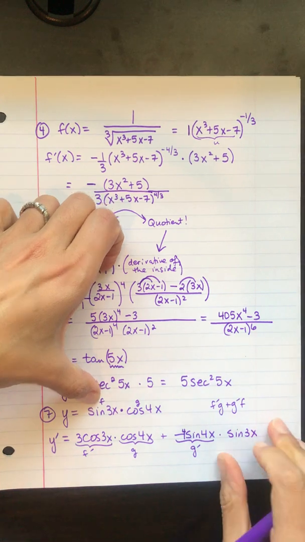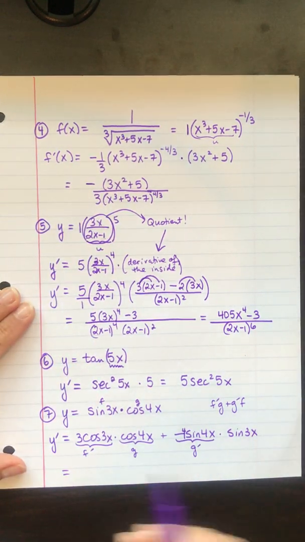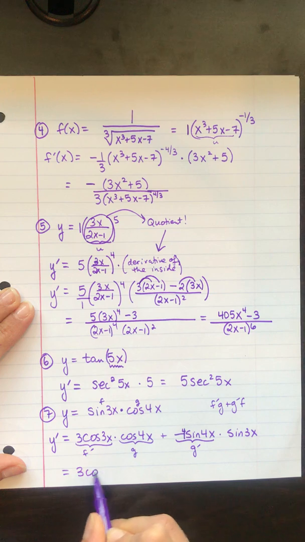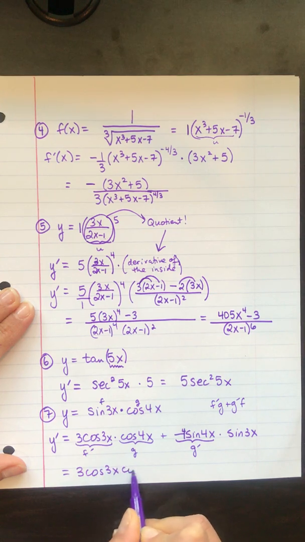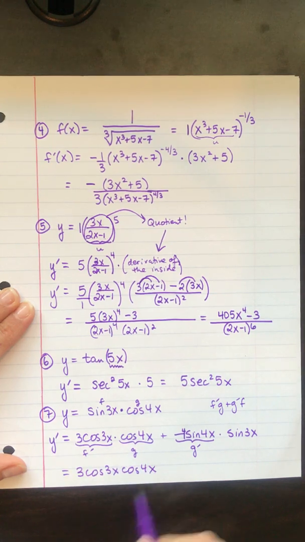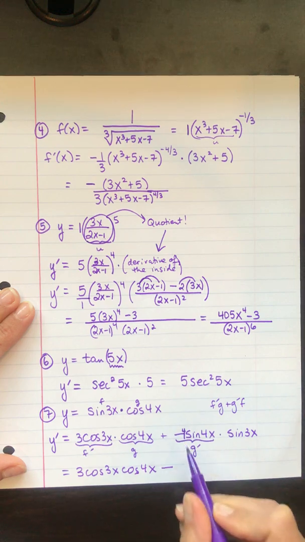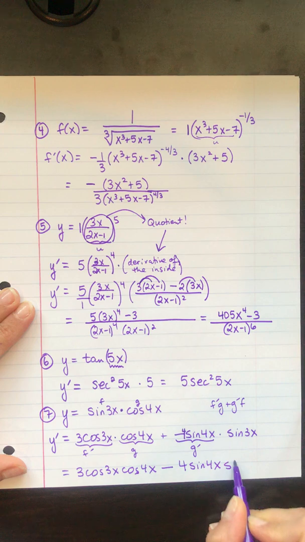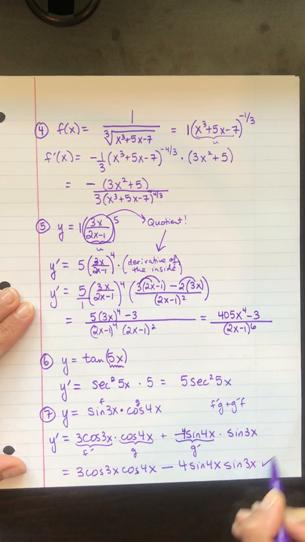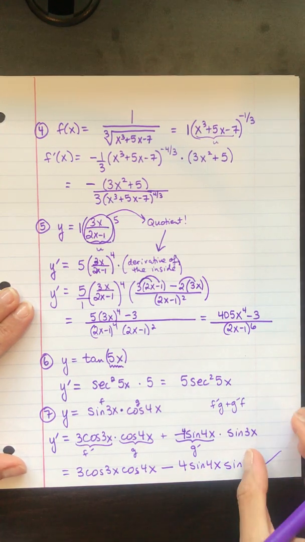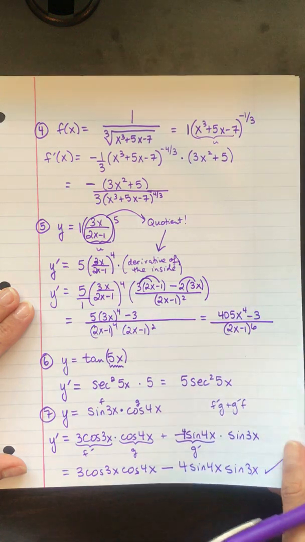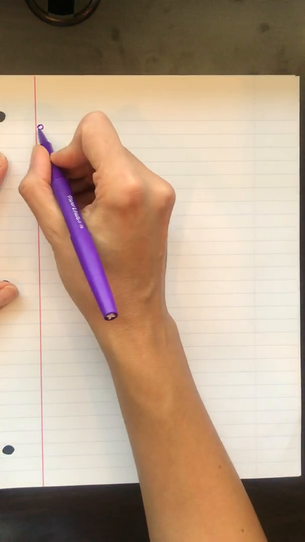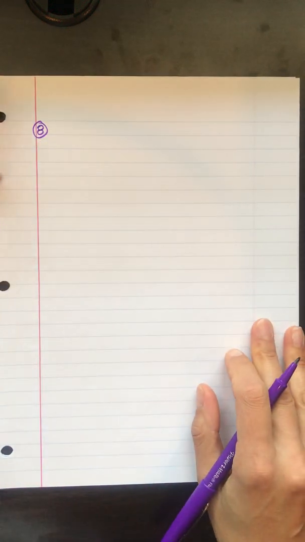And then I clean this up a little bit and I get as my final answer 3 cosine 3x cosine 4x. Those cannot be combined. Minus 4 sine 4x sine 3x. It's done right here. That's the answer. Okay. Number 8. Hang in there, we're almost done.